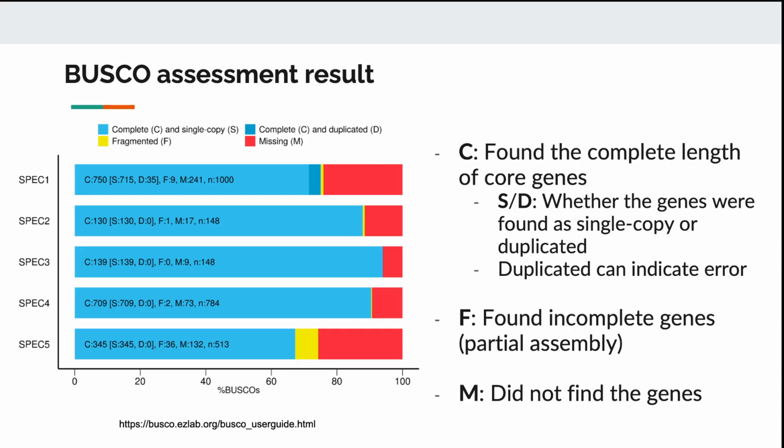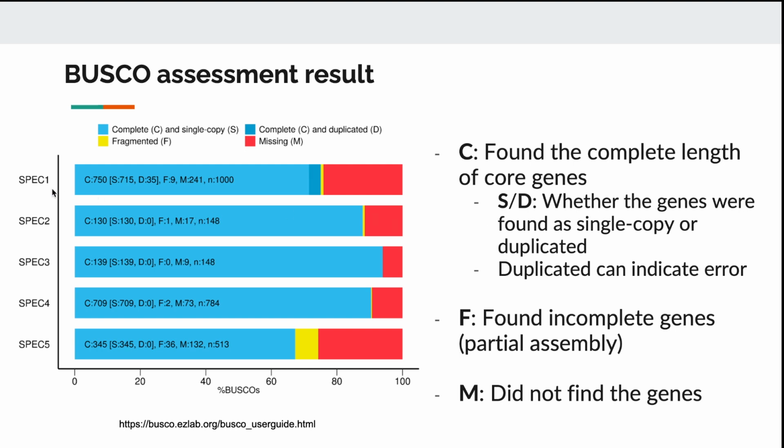So if these are found as duplicated in your data, it could suggest an assembly error where you might accidentally assemble the same region twice. So you might have sequencing error, or you might have some other errors that make the assembly algorithm think that there are two different regions for this gene.